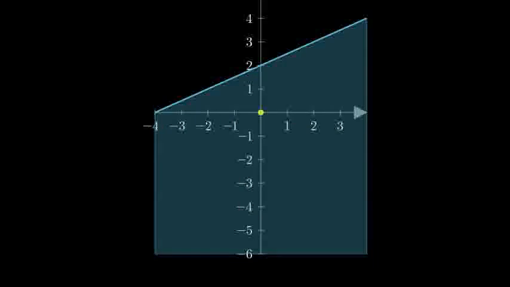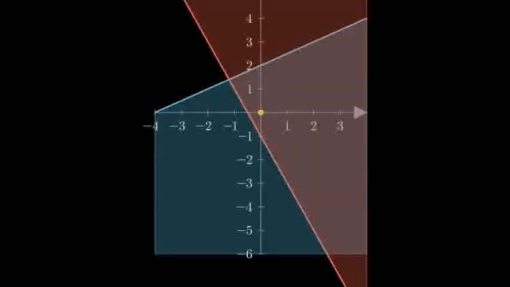Now, let's graph the boundary line for the second inequality, y greater than negative 2x minus 1. Since it's greater than, we'll use a dashed line. Test a point again to determine the region where the inequality holds true. 0 is greater than negative 1, so we will shade above the red dashed line.